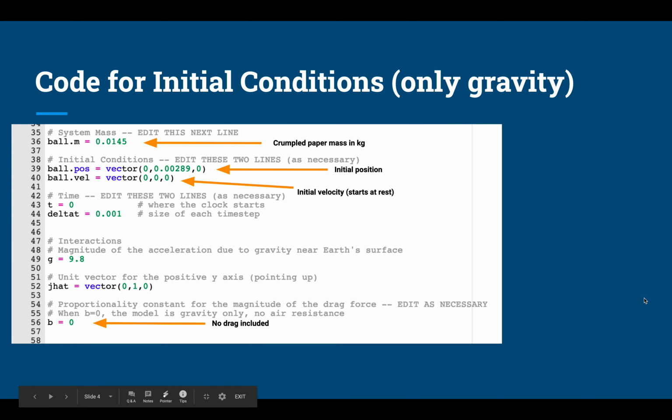This is the code for the initial conditions, and this is only for gravity. We included the ball's mass, which is 0.0145 kilograms. We also include the initial position and the initial velocity, and this is just the 0 vector because the ball initially starts at rest. And no drag is included, so the drag proportionality constant is 0.